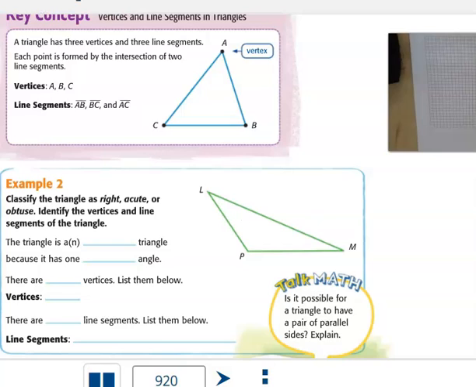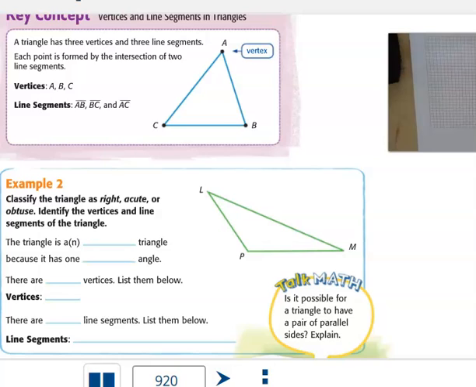Okay, so looking at example 2, classify the triangle as right, acute, or obtuse. Identify the vertices and line segments of the triangle. Okay, so we've got an angle here that is acute, an angle here that is acute, and this angle is apparently greater than 90 degrees. It's making it a lot bigger than I want it to be. So this is an obtuse triangle because it has 1 obtuse angle.